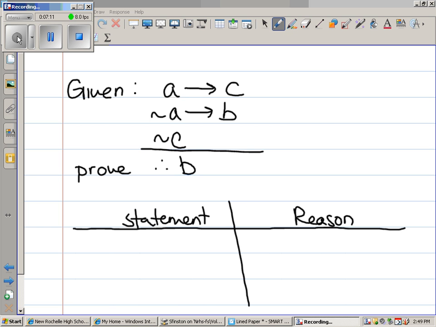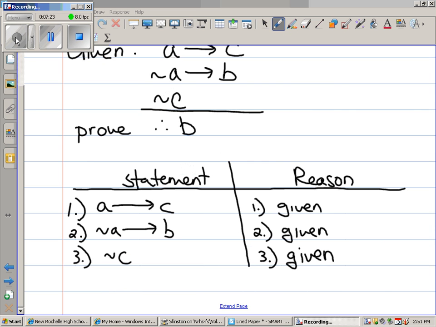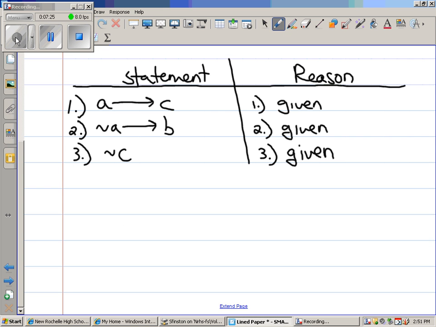What is the first thing that you always do with this stuff? An easy place to start. Of course, write the given down. All right. So there you go. The first thing you got to do is write down all the given information.